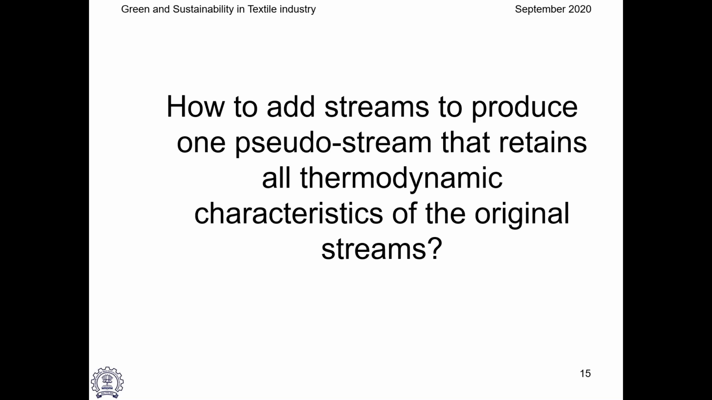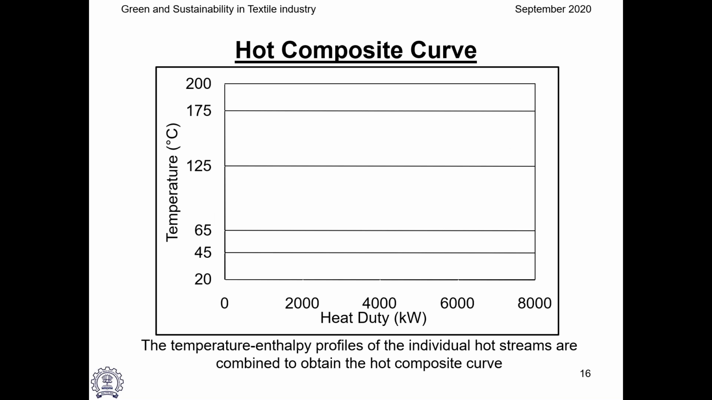So we are basically taking this approach that we are going to add streams to produce one hot stream and one cold stream, which will have the thermodynamic characteristics. We are not talking about the mixing of the streams, but kind of adding in thermodynamic space, so that we can see how to transfer heat from the hot stream to the cold stream, subject to the second law of thermodynamics, that the temperature difference has to be greater than 0 for transfer of heat. Now let's start with this in a graphical way.